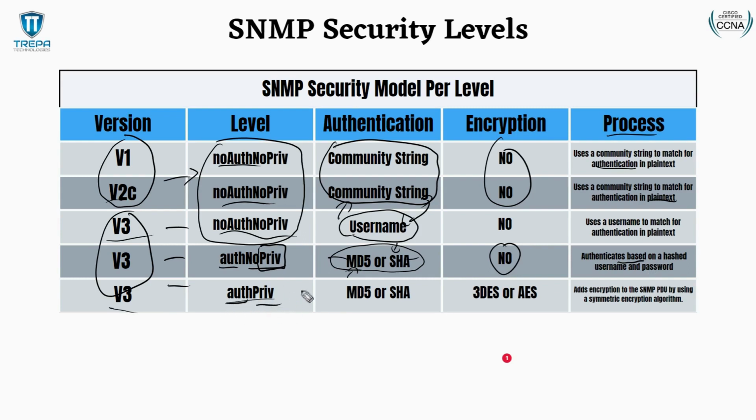Priv is the highest security level. Again, you're going to get that authentication using a hashing algorithm with a username and password. And then you're also going to get an encryption algorithm to encrypt that data in transit in that SNMP packet. So it uses, as you can see here, a symmetric encryption algorithm. And again, we're going to want to use AES because triple DES is vulnerable.